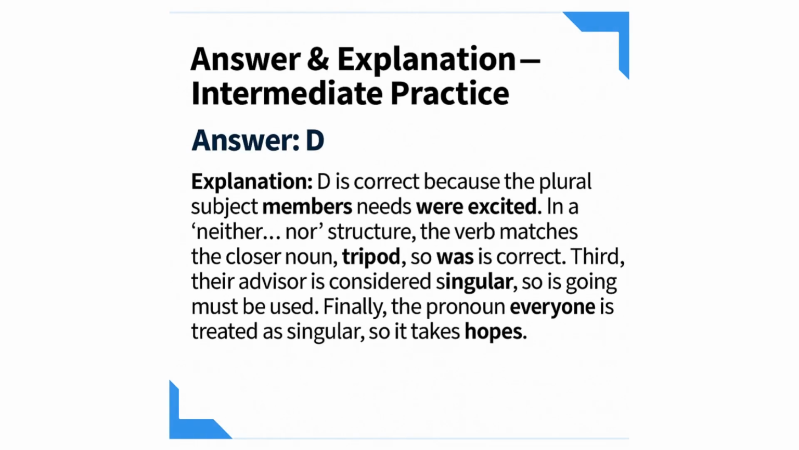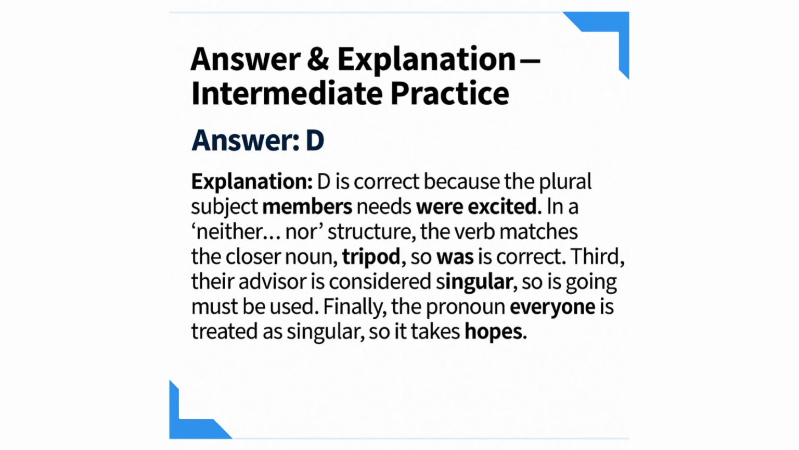Now, let's go over the answer to this intermediate grammar practice. The correct answer is D. We'll walk through each part of the sentence to understand why. First, the subject, "members," is plural, so the correct verb form is "were excited." Even though "members" is followed by a long phrase, remember that the true subject remains plural.